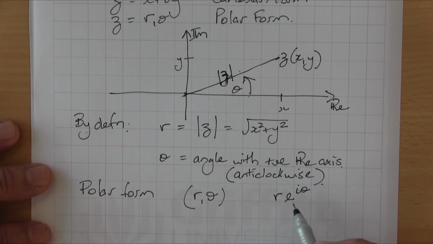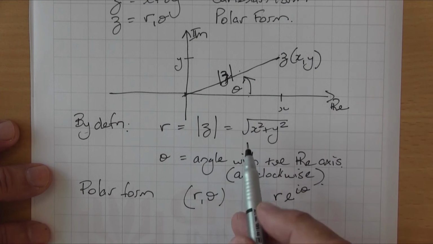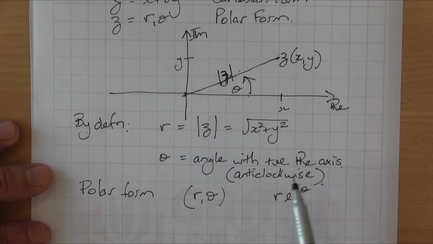So r e to the i theta is another polar form, but we're going to talk more about this a little bit later. So for the time being, we'll just use r and theta, where r is the modulus of z, and theta is the angle that that line will make with the positive real axis.